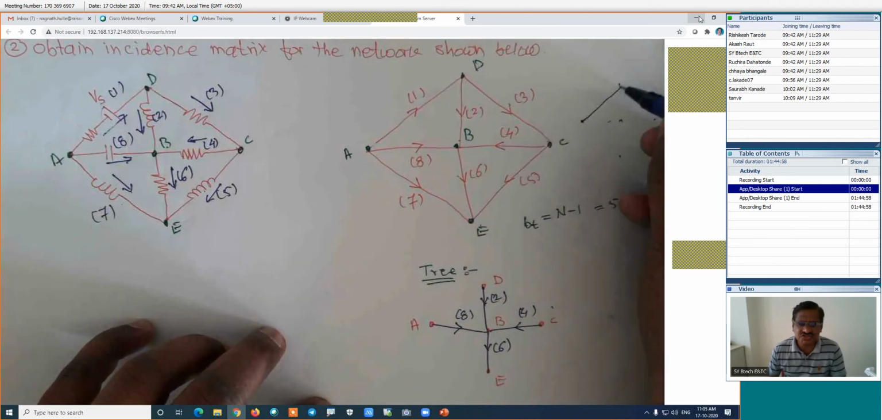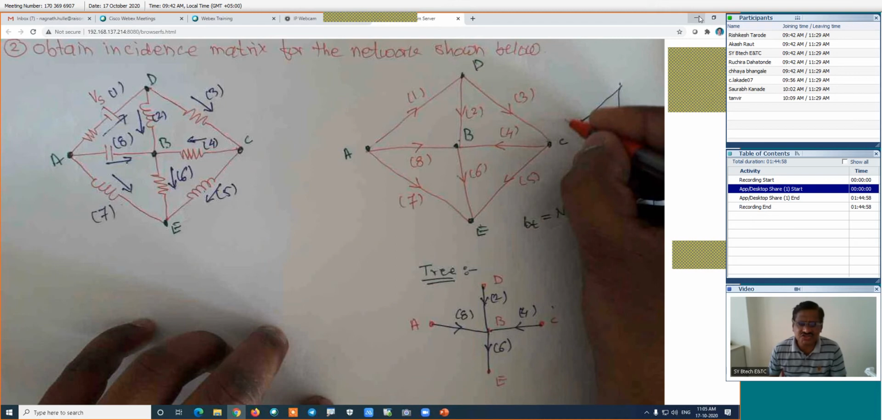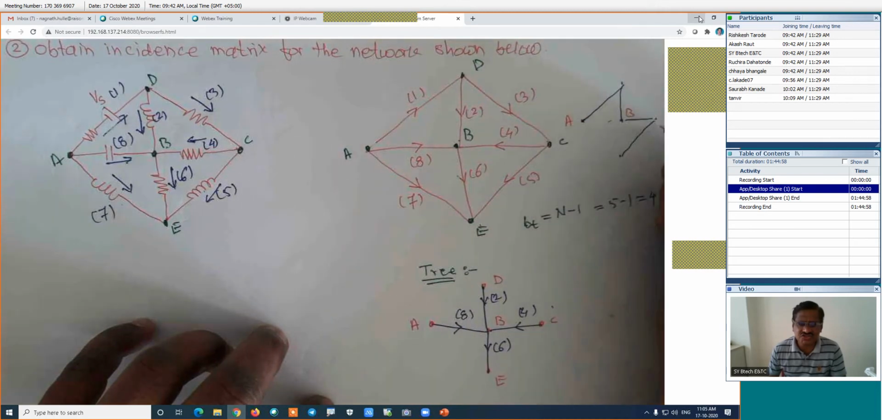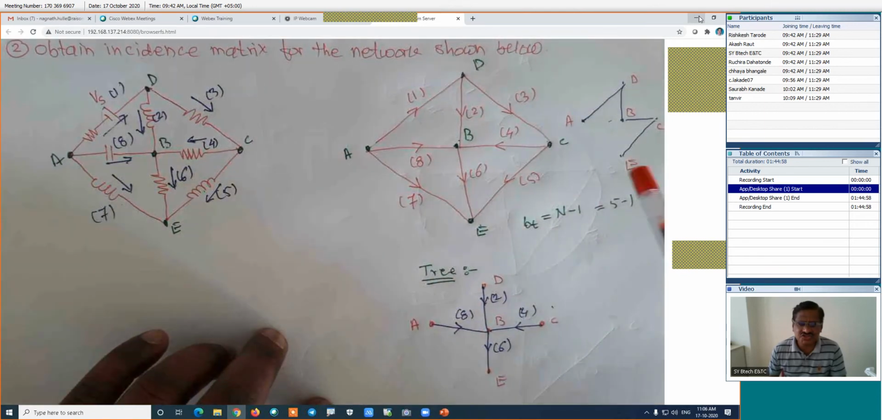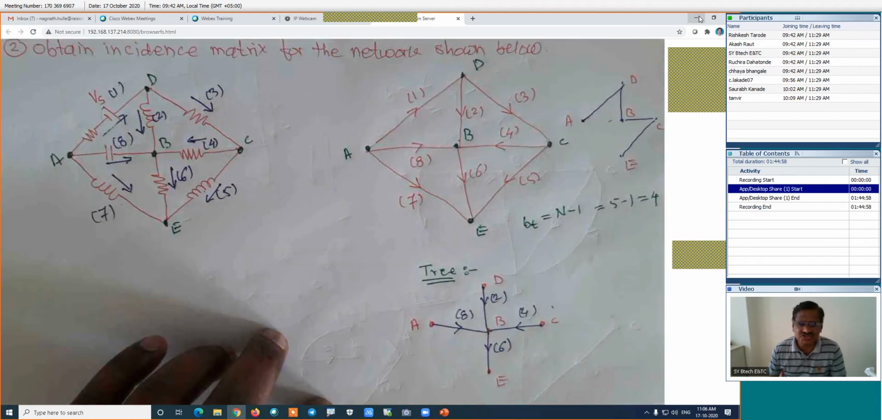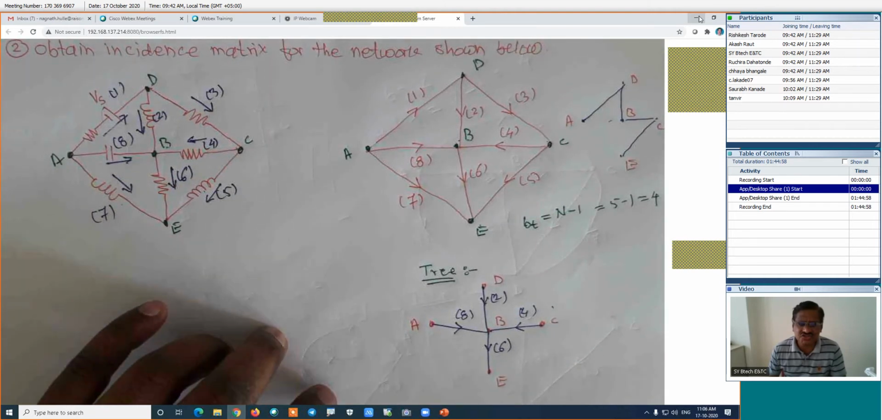Here, if I am drawing something like this, this is also one tree, because this is node A, this is node B, this is node C, this is node D, and it is the node E. In this case, all the nodes are connected to each other directly or indirectly without forming a loop. That's why this is also the tree. It is one tree, this is another tree. There may be n number of trees possible. Is it right? Then, how will be its co-tree?